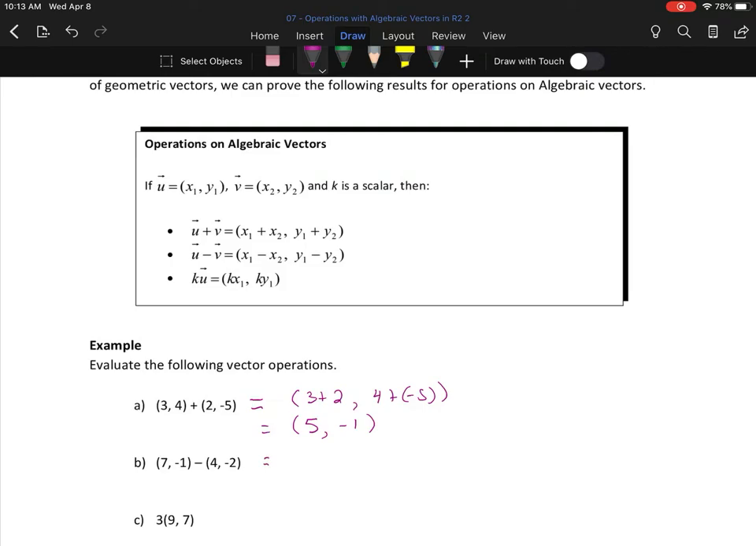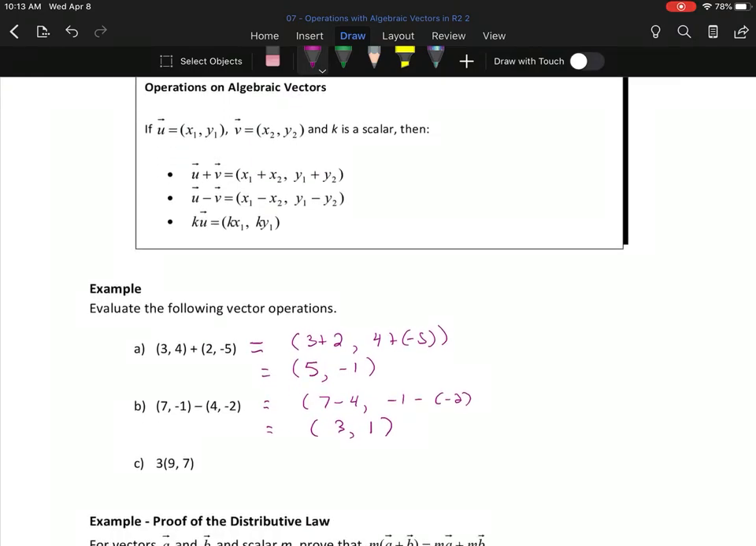And subtracting vectors: for the x component, we go 7 minus 4. For the y component, we go negative 1 minus the negative 2. Watch out for subtracting a negative there. It's 3 comma 1, because negative 1 subtract negative 2 is positive 1. And then if you want to multiply things by 3, you just multiply both components by 3. So nice. Vector algebraic operations, very, very nice.